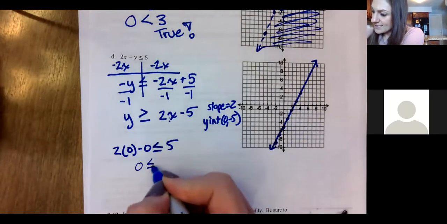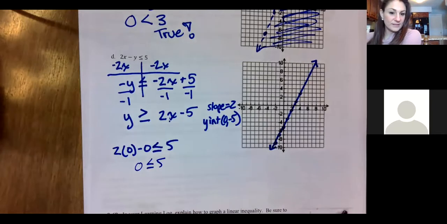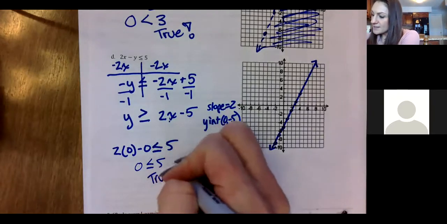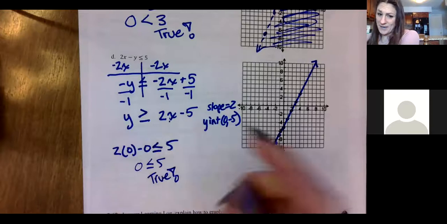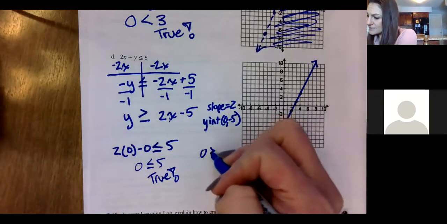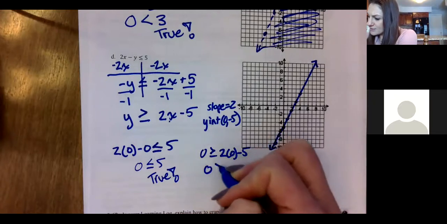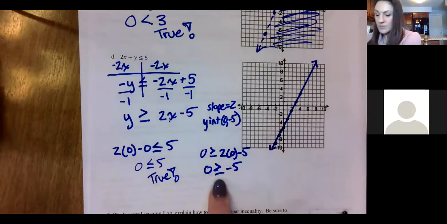So is 0 less than or equal to 5? True or false? That is true. Now, if you want to test it in this, you can. 0 is greater than or equal to negative 2 times 0 minus 5. 0 is greater than or equal to negative 5. True or false?